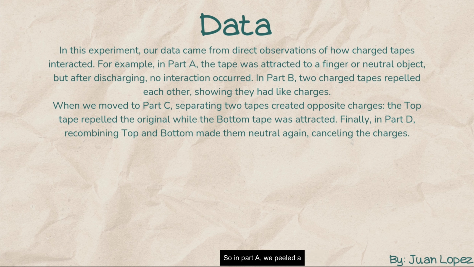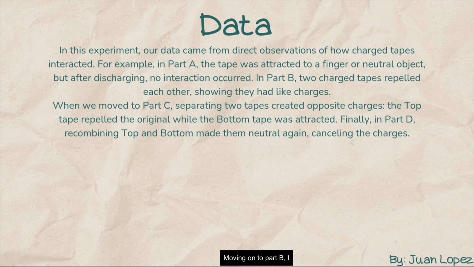In part A, we peeled a single piece of tape off the table, and right away we noticed it was attracted to things like a finger or even other neutral objects when we brought them close. But as soon as we touched the tape to discharge it, that attraction went away completely. This was the first clear sign that the tape had gained a charge through the simple act of peeling it from the surface, and that discharge could remove it.